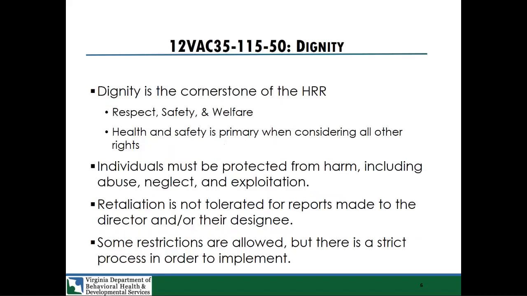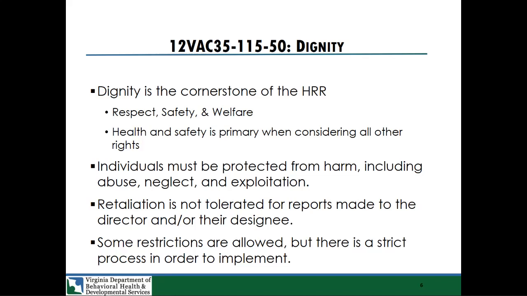Section 50 is all about dignity. It provides clear do's and don'ts. If you recall, Section 20 stipulates each individual you serve has a right to basic human dignity. In all services, individuals have the right to the following, and we'll discuss restrictions that may be imposed to these rights later on in the training.